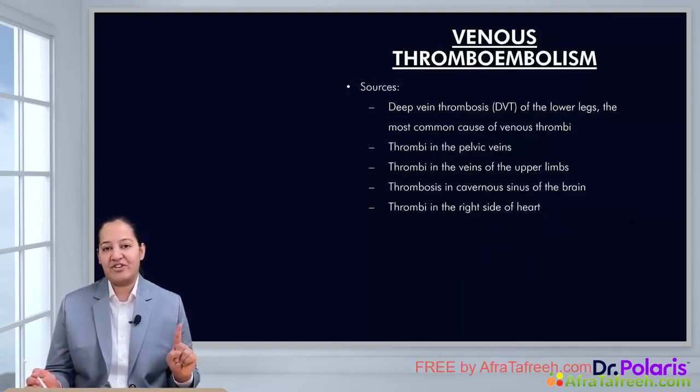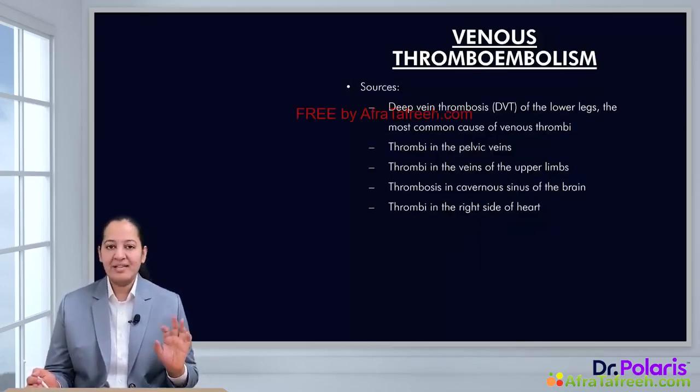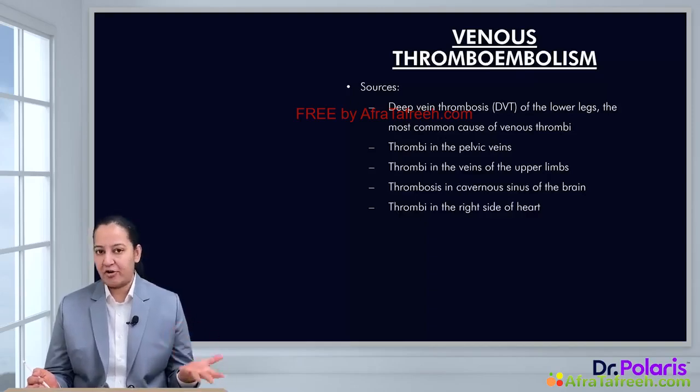The end result is infarction. The end result is gangrene. The end result is MI, depending on the organ. Mostly it is some type of infarction and necrosis.